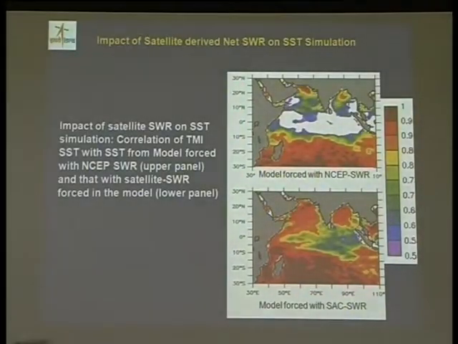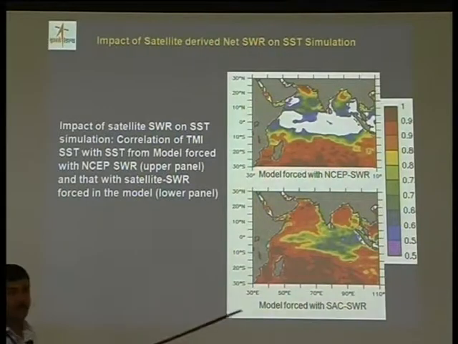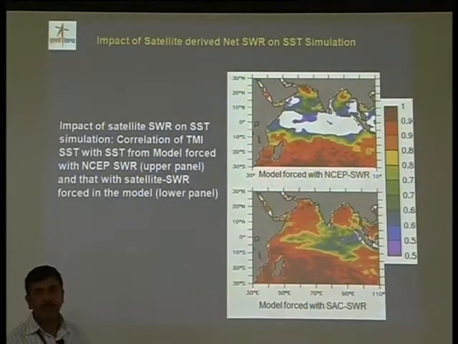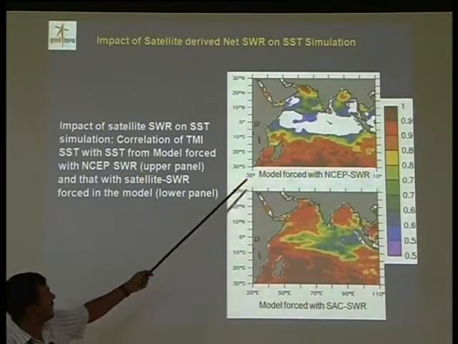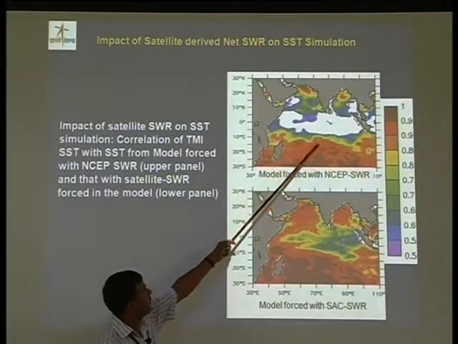And these are the impact studies. If you use these types of satellite products for an ocean model, I'm just showing a sample study of the ocean general circulation model. Our colleagues did this experiment where they forced the ocean model with NCEP derived short wave radiation, and then computed the correlation between SST simulated from that experiment and TMI SST. They found that the correlations were very poor over most of the regions.